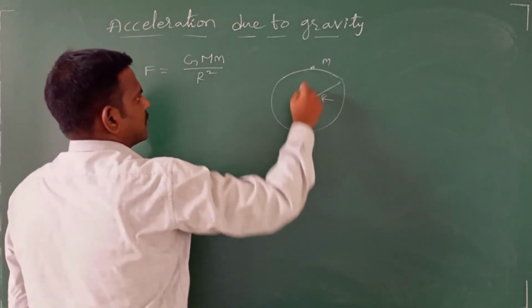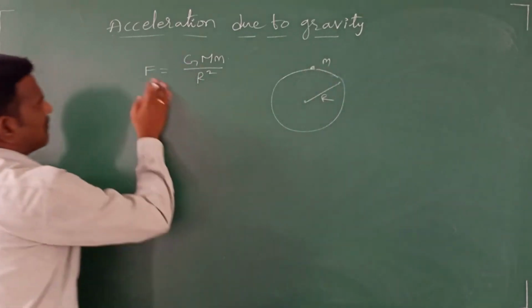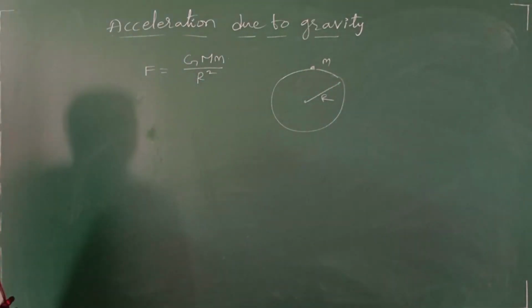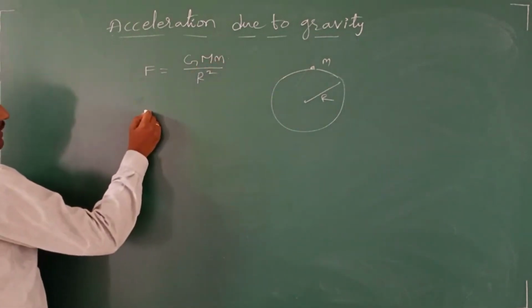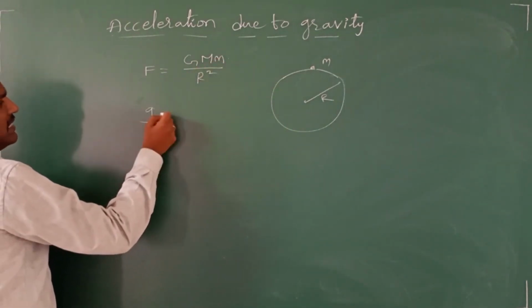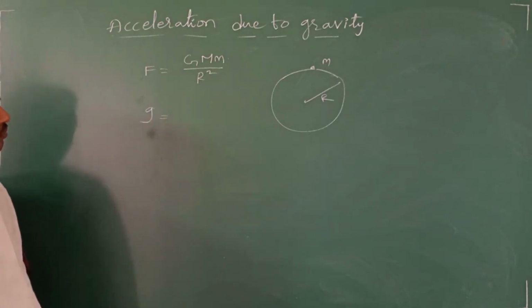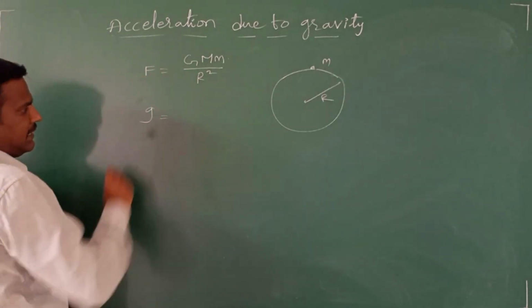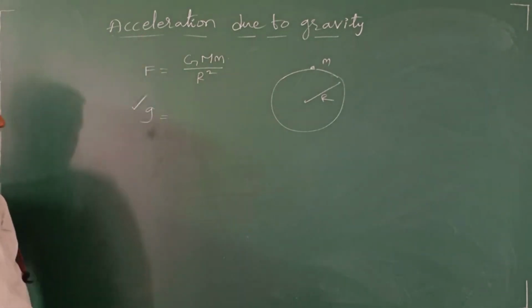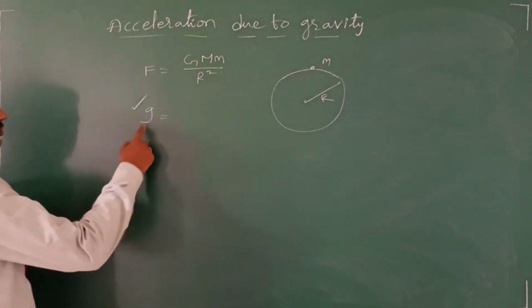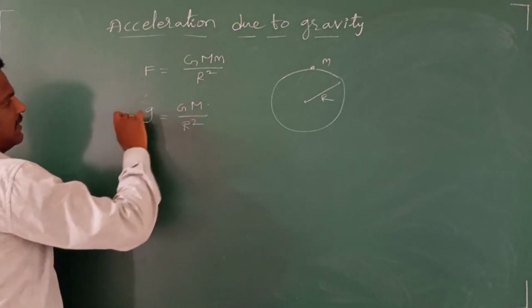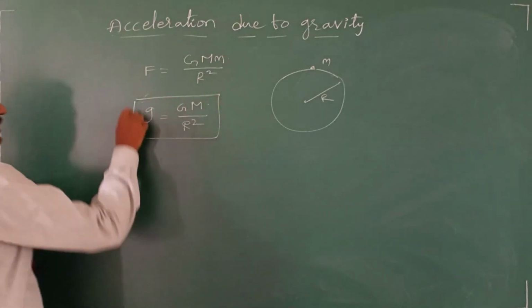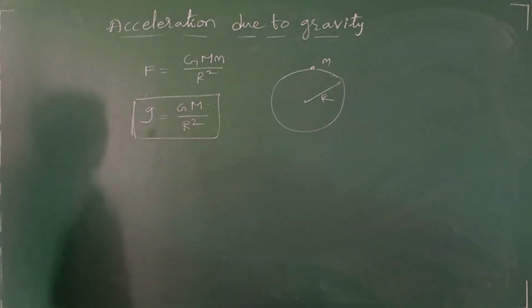Now the distance between them is how much? R only. So therefore I am writing the force of attraction between them as GMm by r square. Now that m, if I take to the denominator, I will get the acceleration of the mass, and that is due to the gravitation. Therefore we will write F by m as the acceleration due to gravity, and that will be given by GM upon r square. This is the acceleration due to gravity, small g equal to GM by r square.